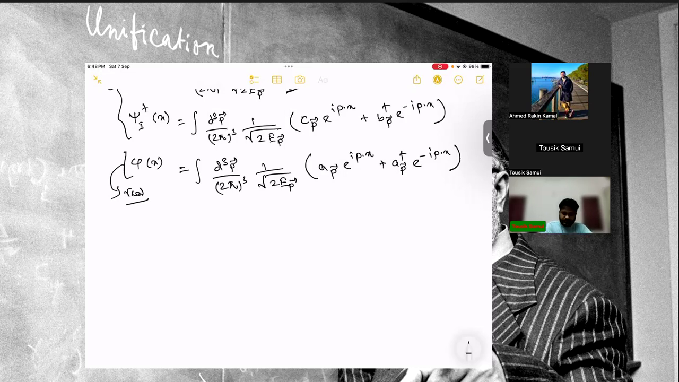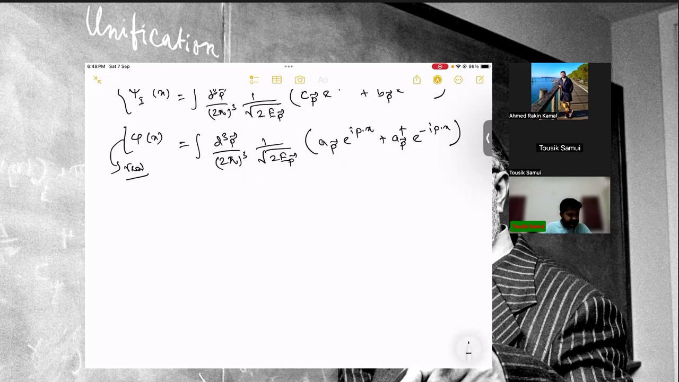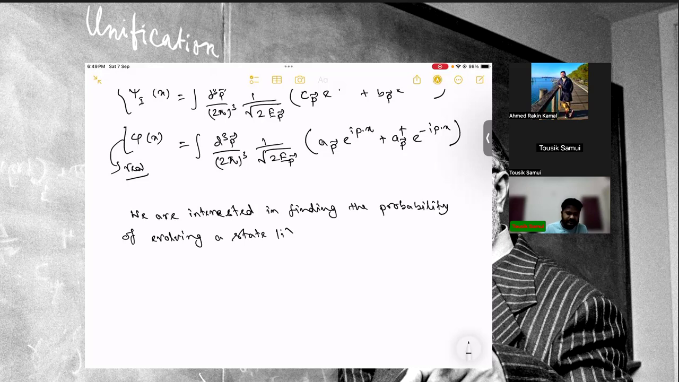Yes. So now what we will see is that, as we said last time, we are now interested in finding the probability of evolving a state I, let's say the initial state represented by I, to a particular final state.